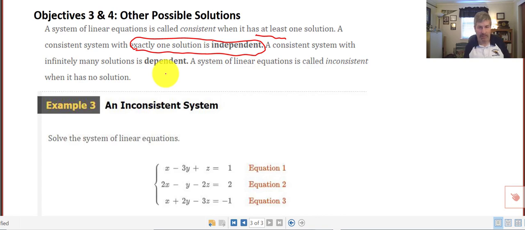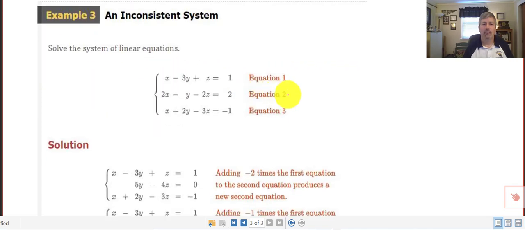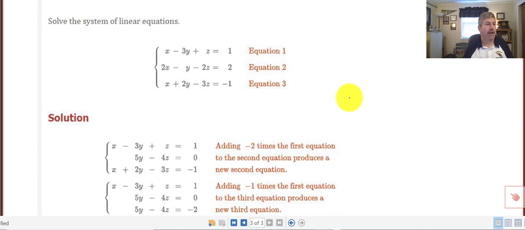A consistent system with infinitely many solutions is dependent. That's that overlapping line thing. So that does make sense. Those two are dependent on each other. They end up with all sorts of solutions, or an infinite number of solutions. And a system of linear equations is inconsistent when there is no solution. So here's an example of an inconsistent system of equations. We're going to get something like 0 equals 7, some sort of false statement.